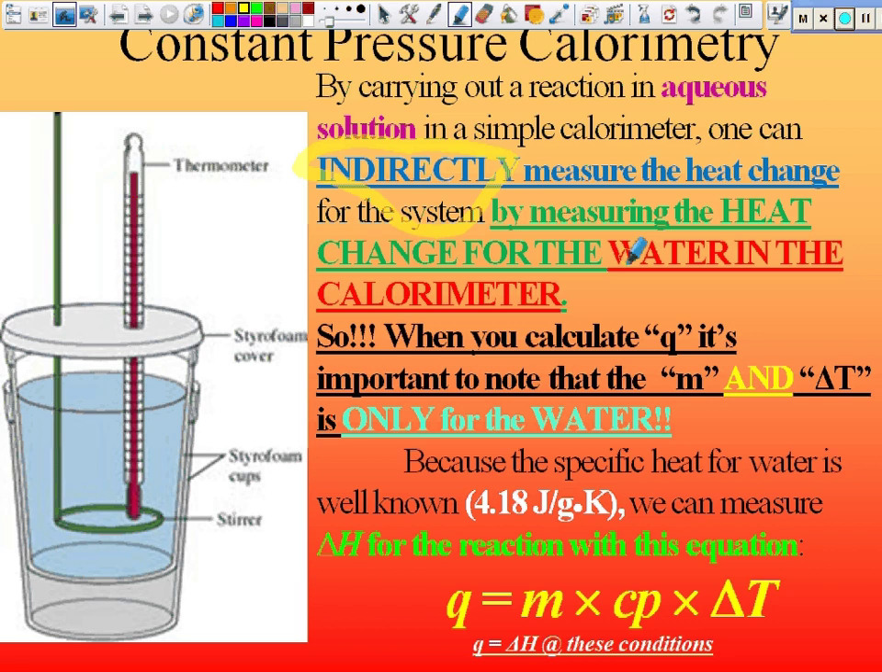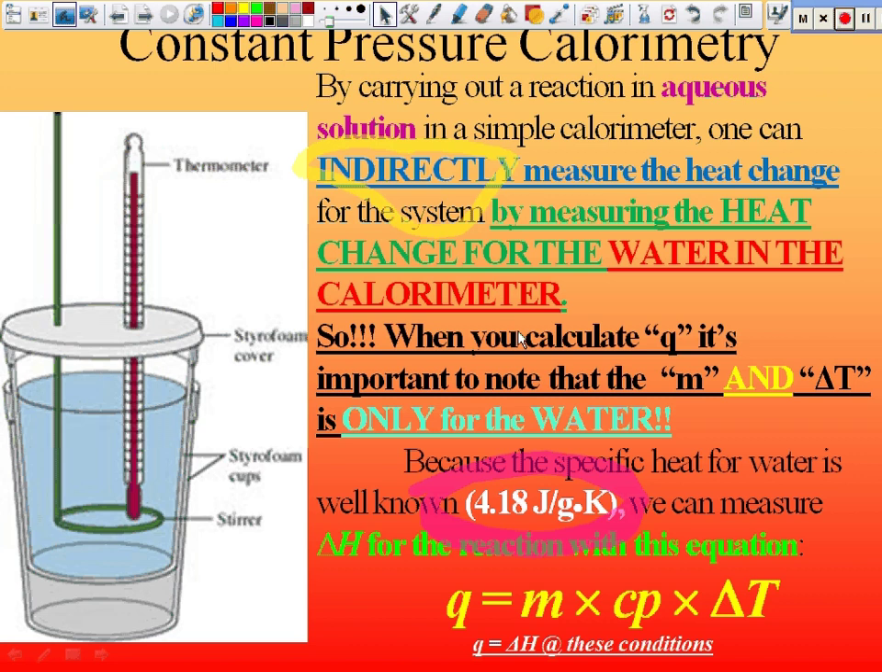So, when you calculate Q, it's important to note that the M and the delta T are what? Only for the water. Because the specific heat for water is well known as 4.18 joules per gram per degree Celsius, we can measure the delta H of the reaction with this equation. Q equals M Cp delta T, which is exactly what I just wrote down. Now, I'm going to tell you now, put a big, huge circle around this number right here. You have to have this number memorized. You will be using that number a lot, which is the specific heat of water. Okay, Cp is the specific heat of water.